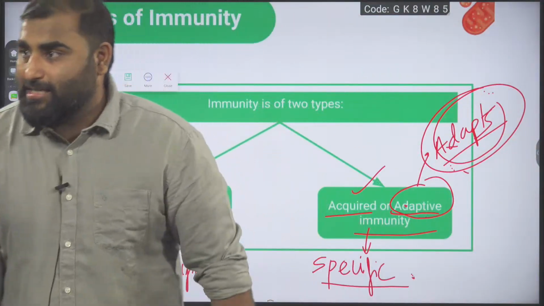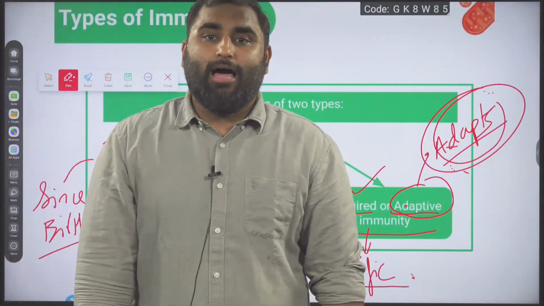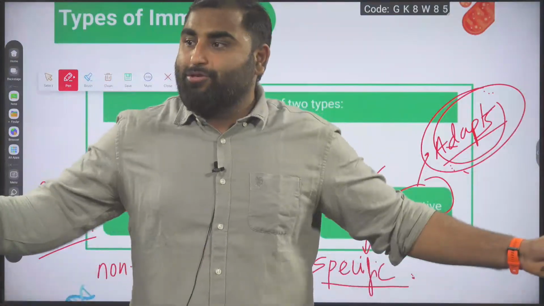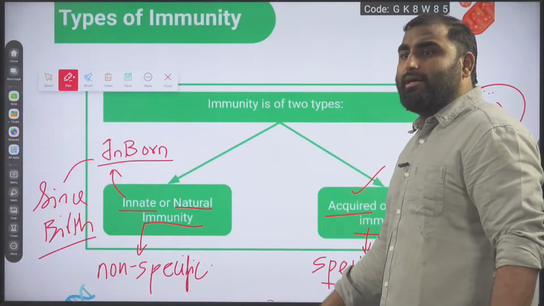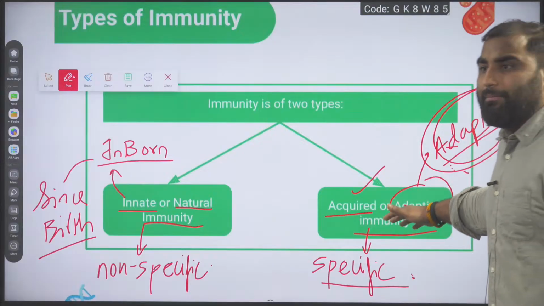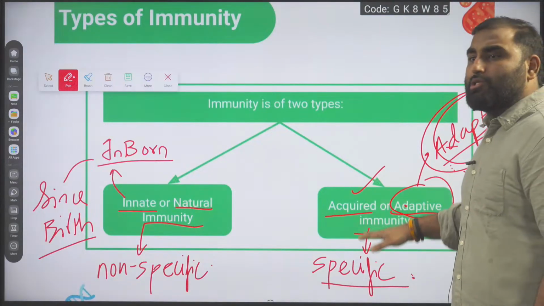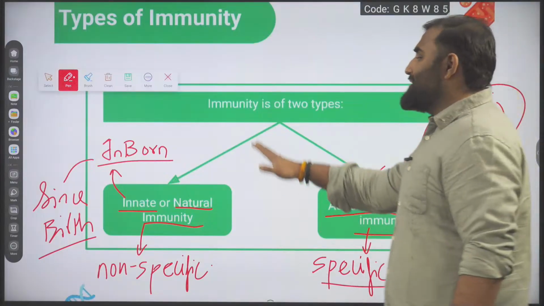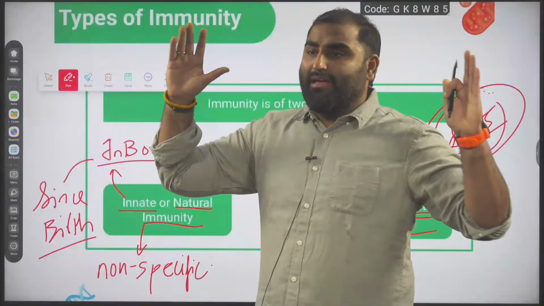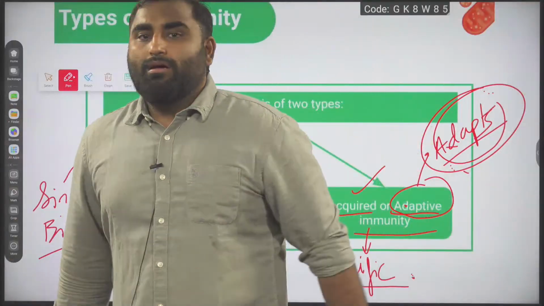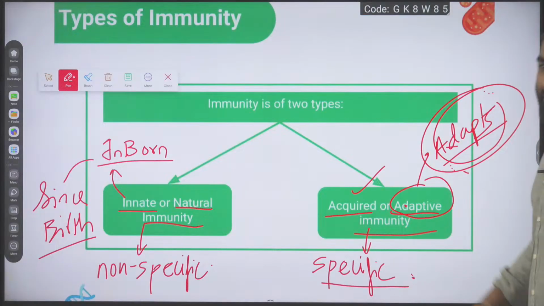Am I clear? Yes, the polio vaccine contains the dead polio virus. Absolutely. So there are two types of immunity. One you are born with, that is innate immunity or natural immunity, and as you grow you develop the acquired immunity, also known as adaptive immunity. You can also call it specific immunity, whereas innate can be called non-specific immunity. Are we clear till now, guys? Do you understand the two types of immunity? We will talk in detail.